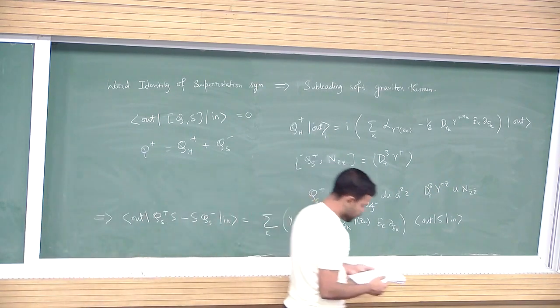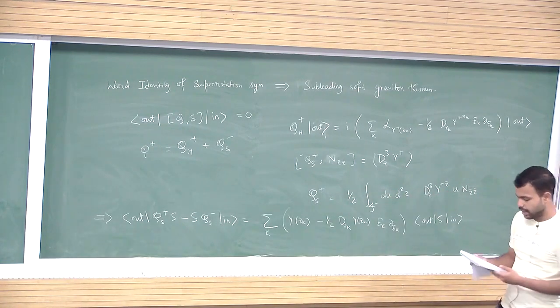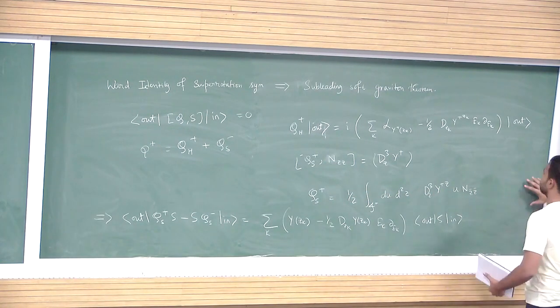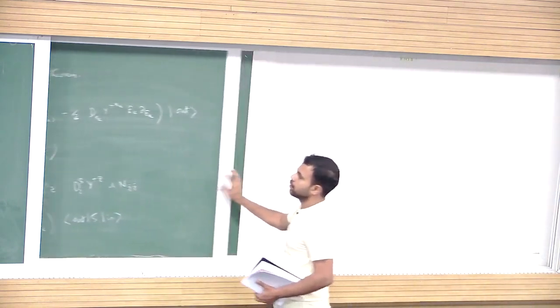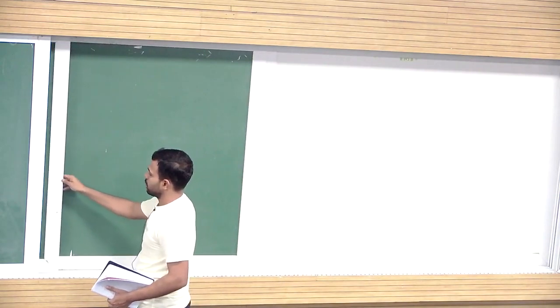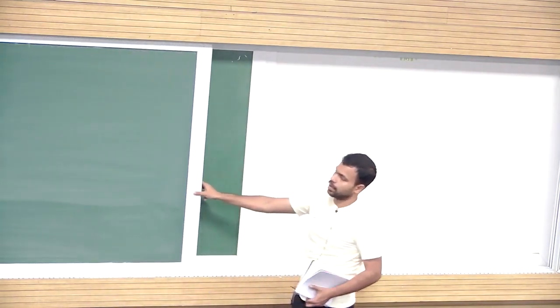Now what I want to do is to write this identity in terms of modes so that it becomes clearer and it looks actually like a soft photon or graviton insertion rather.